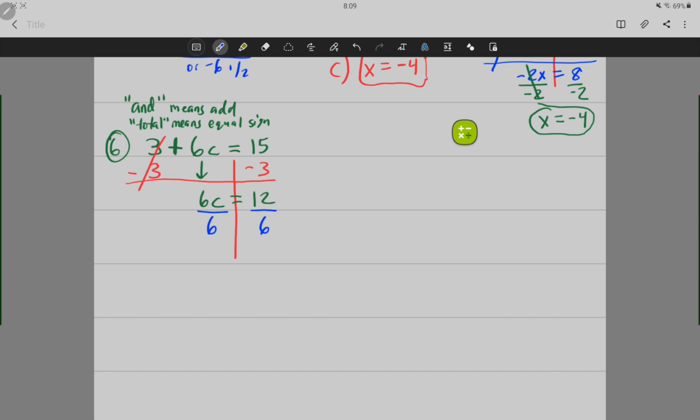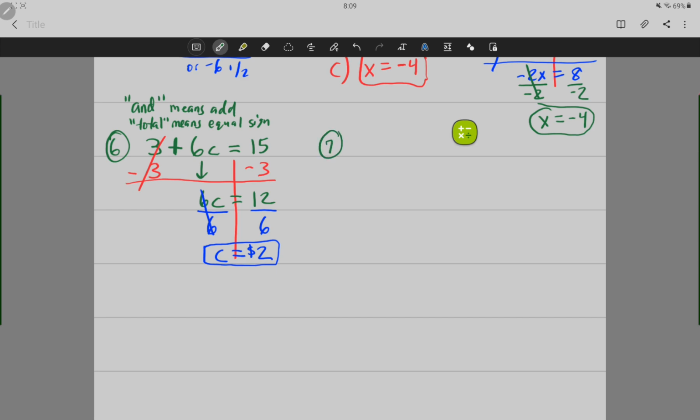Okay, left side. 6 divided by itself is 1. Don't put 1, just cancel it out. Bring down our variable c and equals. And 12 divided by 6 is 2. So how much did each candy bar cost? Let's just represent that. Be specific, $2.